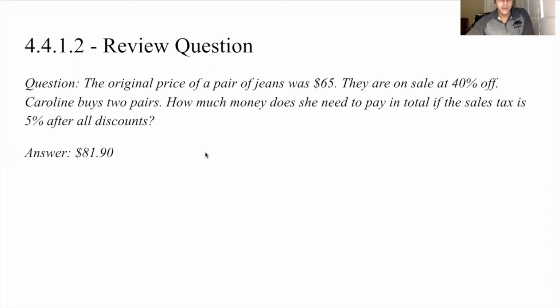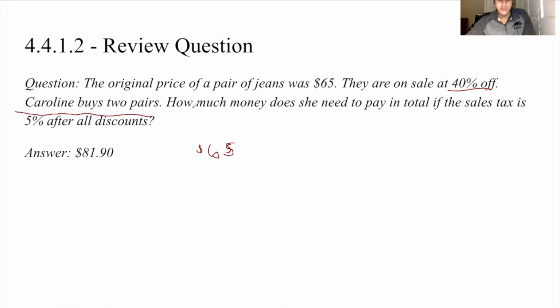So we know that the original price of a pair of jeans was $65. That was a bad 5. It looks like an S. Okay, $65. They're on sale for 40% off. So far we can't do anything because we don't know what's going on in the question. And then it says Caroline buys 2 pairs.